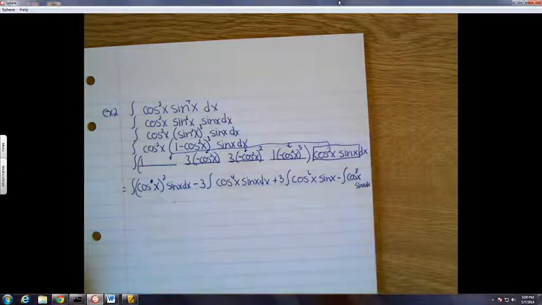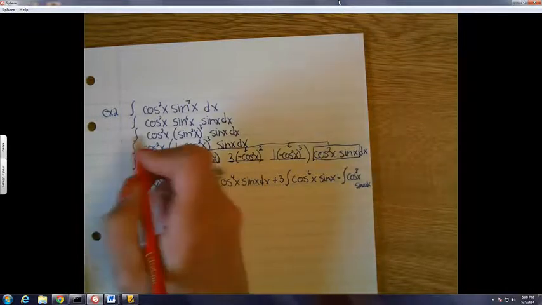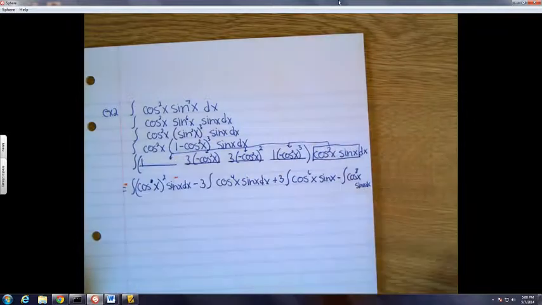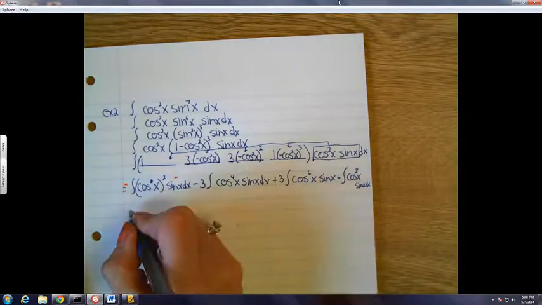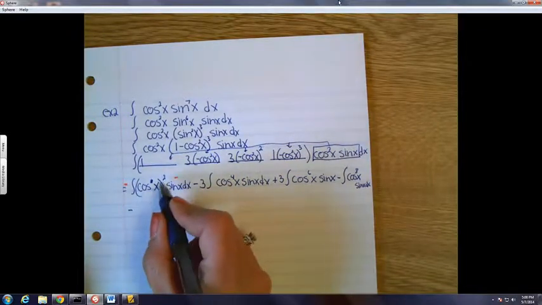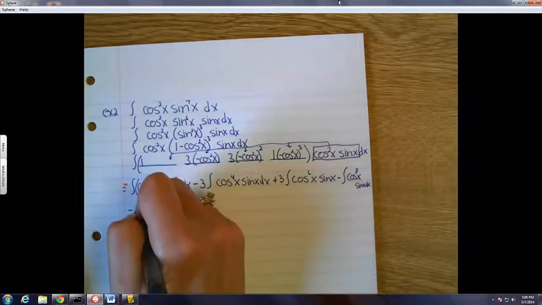Care of that. I kind of want another color. So I need a negative, negative, and then it's power rule. So I will have negative cosine cubed times 1/3.